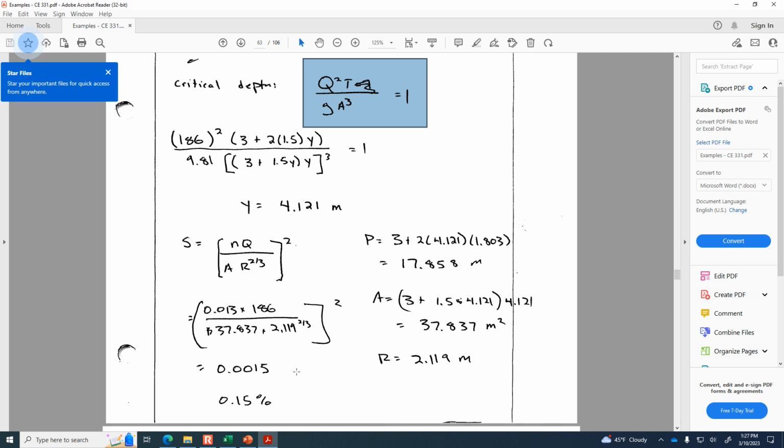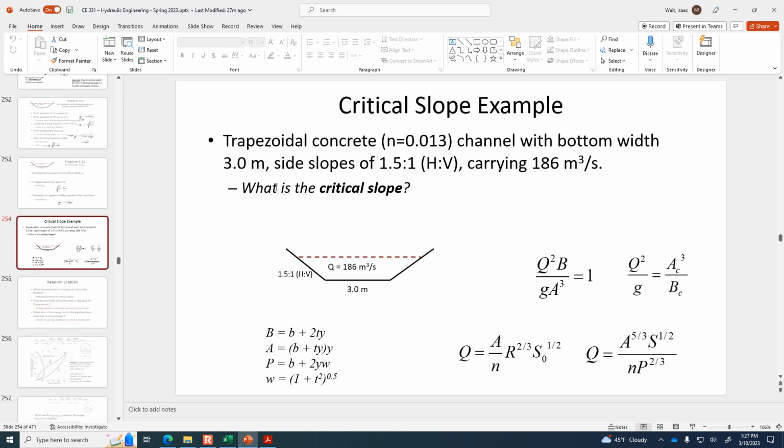So you could do this analysis and just know that here you've got a trapezoidal channel, and you're going to be carrying 186 cubic meters per second. Depending on where you're putting it, if you're putting it in a relatively mountainous area with steep conditions and the slope is greater than 0.15%, then you'd have supercritical flow through that channel. If you had a slope of less than 0.15%, then you'd have subcritical conditions. And whether you have subcritical or supercritical conditions is going to be important when it comes to how the water behaves when it encounters obstacles.